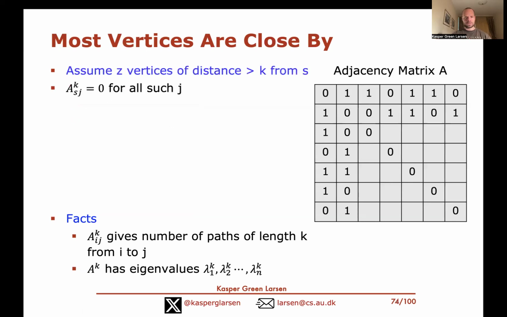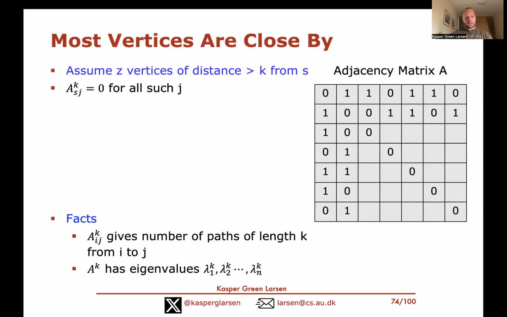And let's try to use this now. Okay, so let's say we are at the source S, and we want to bound the number of vertices of distance more than k from S. Let's say we have a set of them. There's a set of vertices of distance more than k from S. Let's try to bound this set.